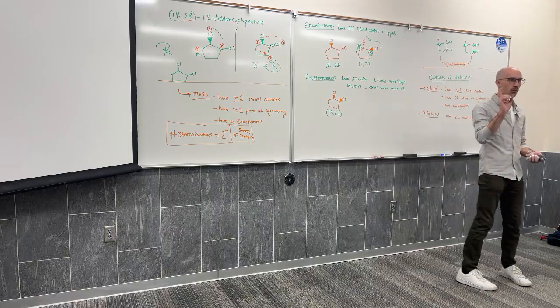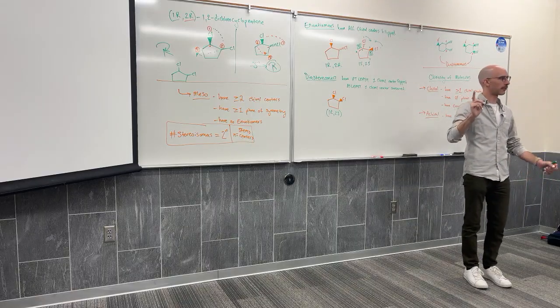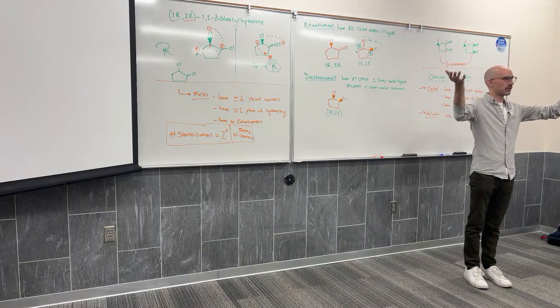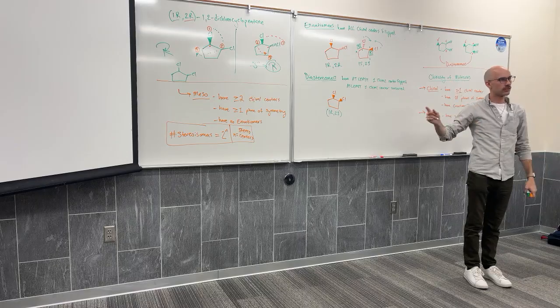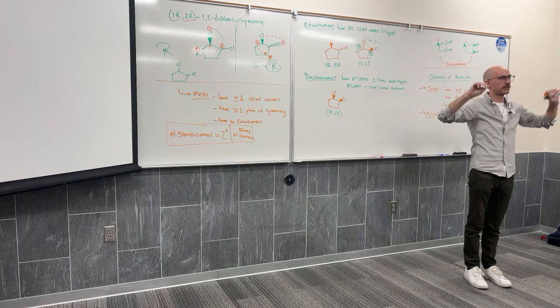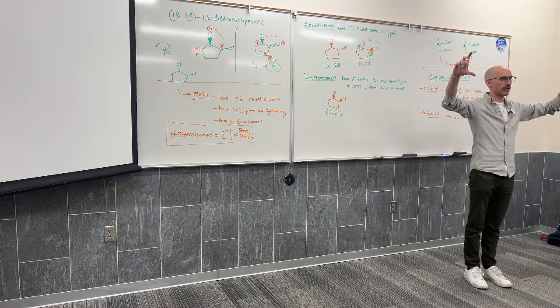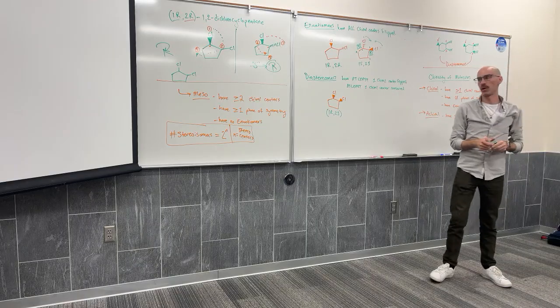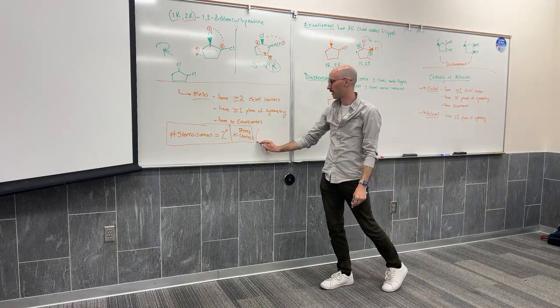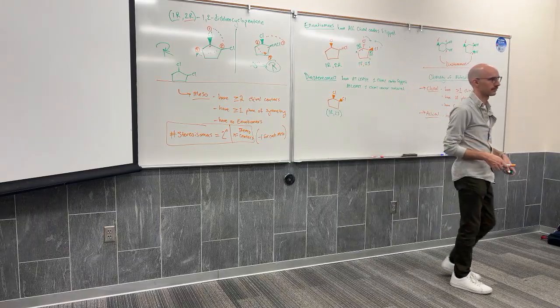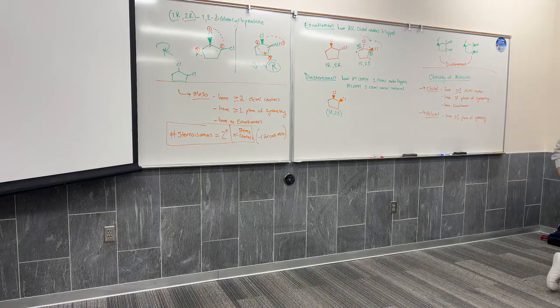A compound that has 1 stereocenter, 1 chiral center, has 2 stereoisomers, enantiomers of each other. 2 stereocenters, 4 stereoisomers, unless there's a meso form. And so this is the annoying part: -1 for each meso compound. And we're not going to get too much into the math, but it is useful.